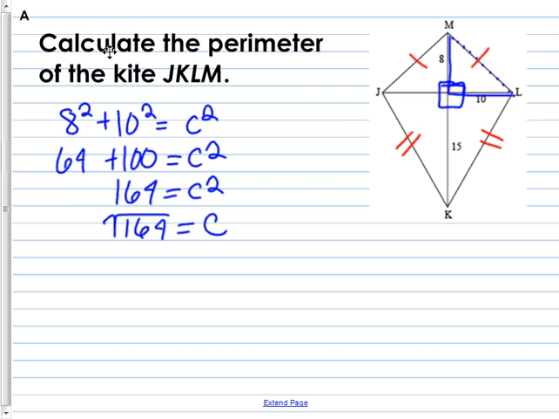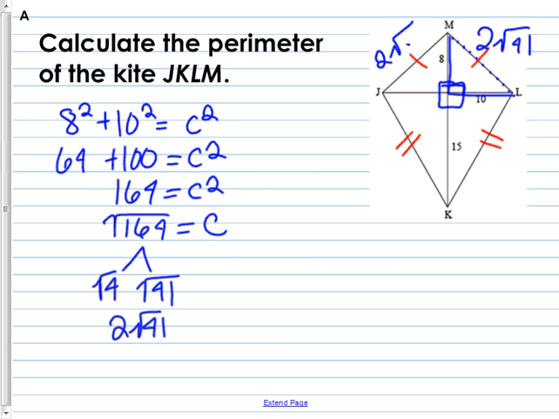Now we can simplify the square root of 164. It breaks up into the square root of 4 times the square root of 41. The square root of 4 is 2, so 2 square root of 41. So this side is 2 square root of 41, which means this side is 2 square root of 41 as well. Okay? And we're going to do the same thing.